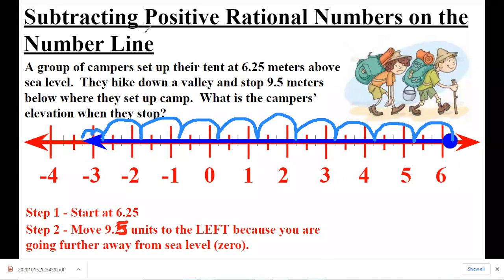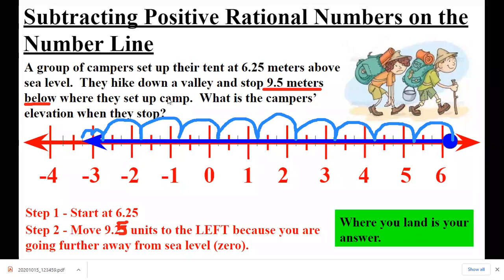So I moved 9.5 units to the left because I was going further away from sea level. Notice how they're going 9.5 meters below where they set up camp. Okay, so what is my answer then? What did I land on? I landed on negative 3.25. Negative 3.25.